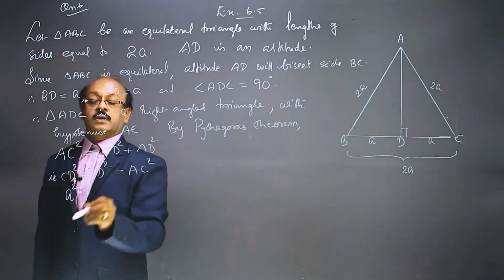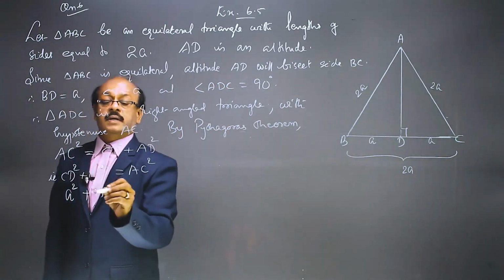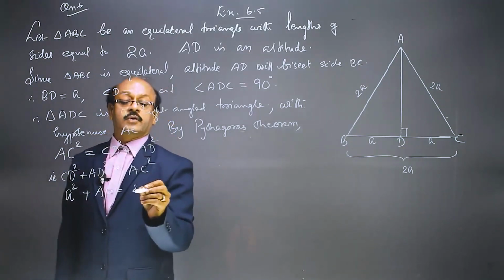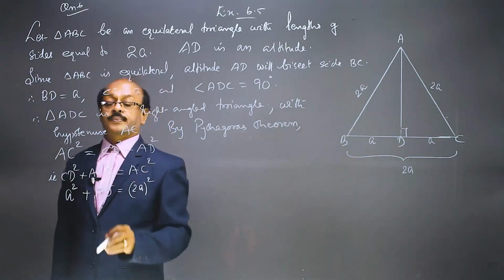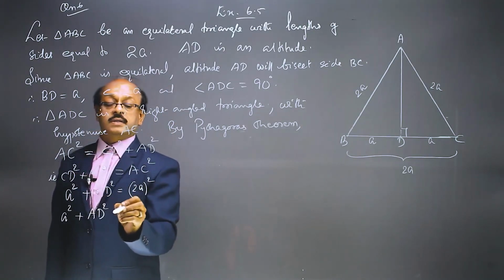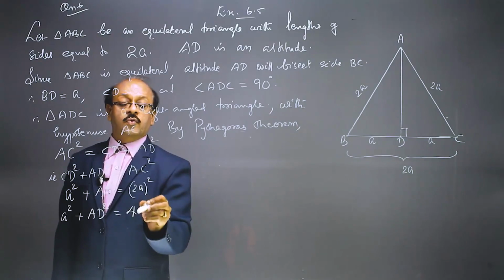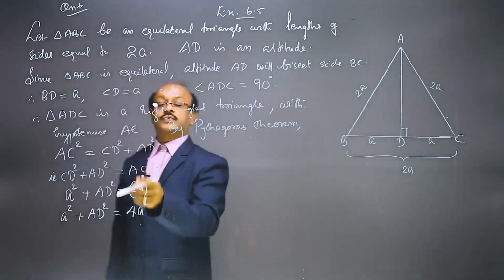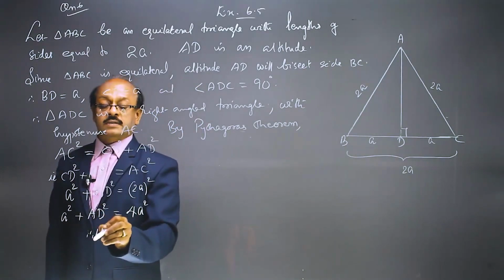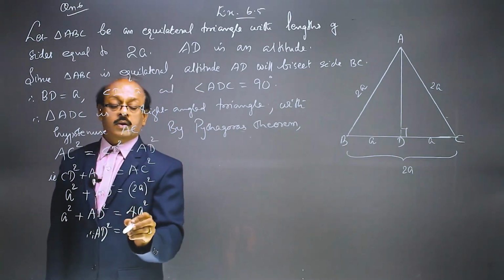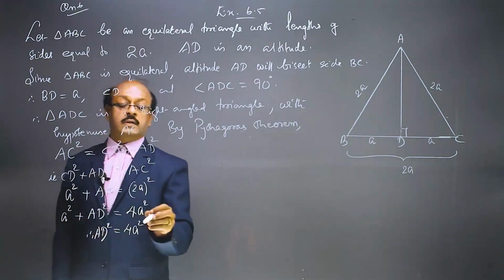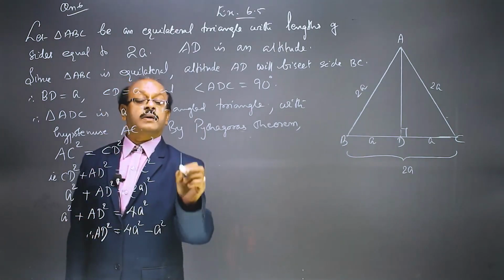So it is a square plus AD square is equal to the length of AC, which is 2a. Therefore, it is 2a the whole square. That is a square plus AD square is equal to 2a the whole square, which means 4a square. We have to take the square of 2 and a, which is equal to 4a square. Therefore, AD square is equal to 4a square, and we have to take this a square to the right side of the equal sign. Therefore, it is minus a square.